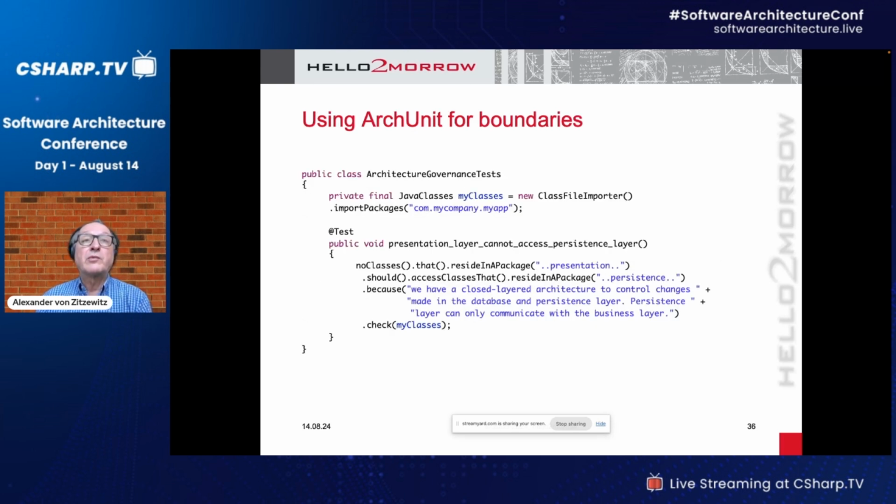This is a little example for an ArchUnit test. So ArchUnit is an open source system where you can basically define certain rules. For example, the rule: no classes that reside in a package presentation should access classes that reside in a package persistence, and so on. And that will basically break your build if that rule is broken in some way.